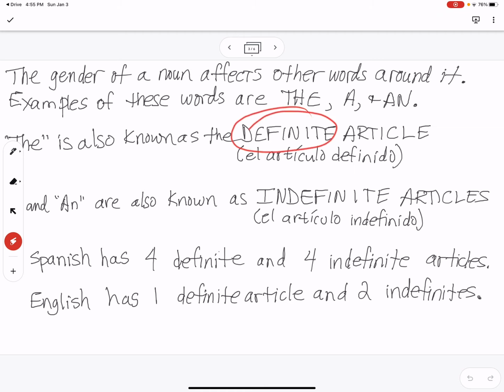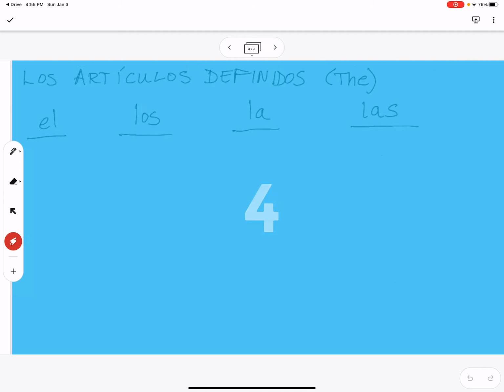So the definite article is "the," and the indefinite articles are "a" and "an." Spanish has 4 definite and 4 indefinite articles. English has 1 definite article and 2 indefinites. In English, that 1 definite article is "the," and the 2 indefinite articles are "a" and "an." Spanish has 4 and 4. And we're going to take a look at these now and see how they work.